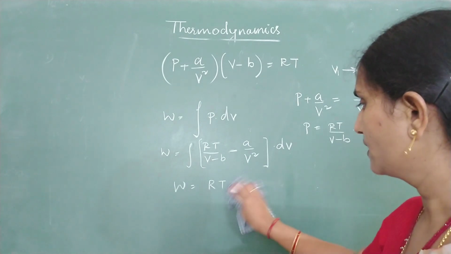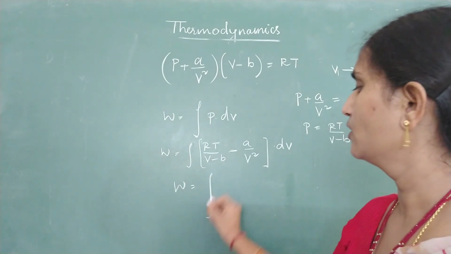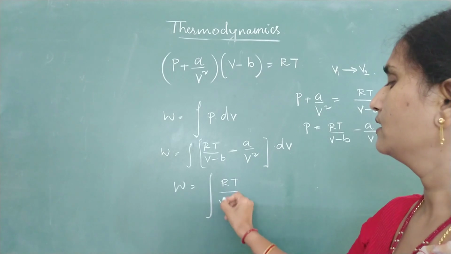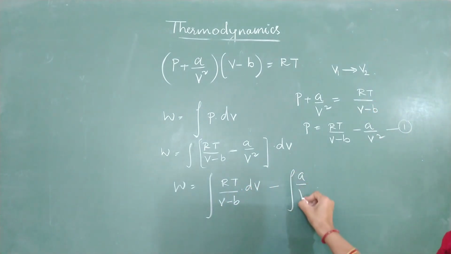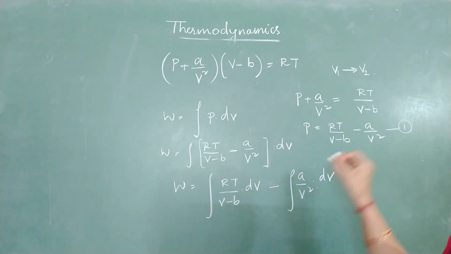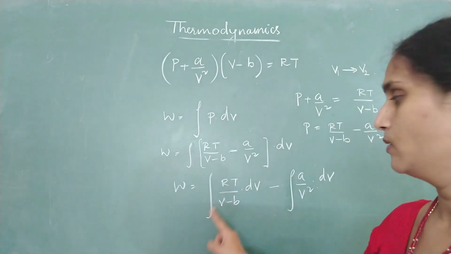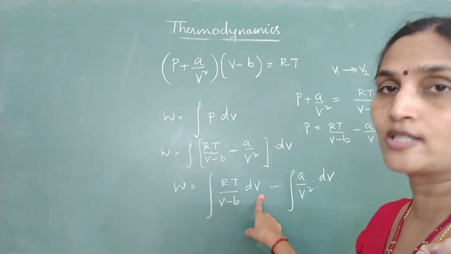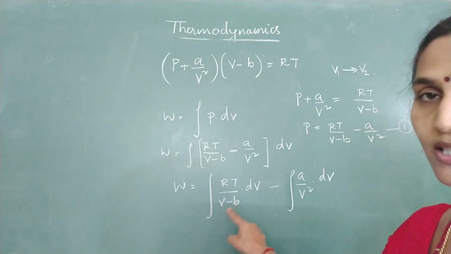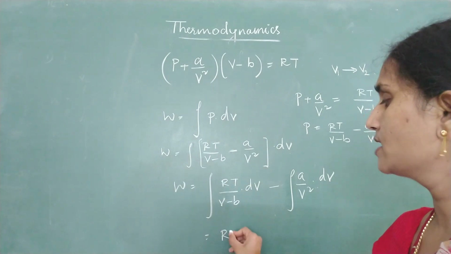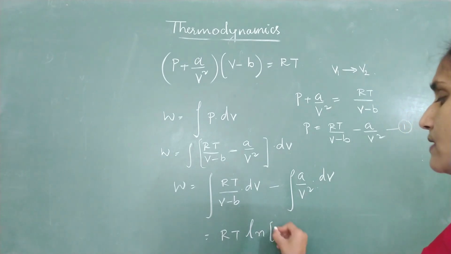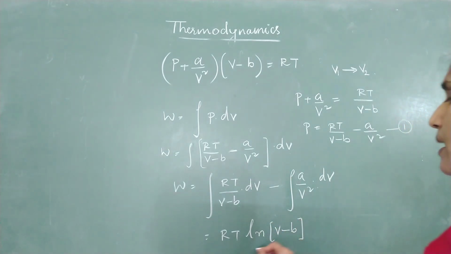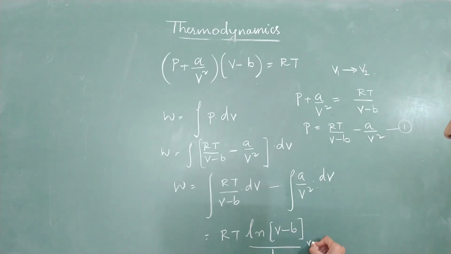I repeat, I'll write it in 2 steps. Integral of RT by V minus b into dV as the first term, minus integral of a by V square into dV. R and T are constants. What is the integral of 1 by V into dV? We know it's log V. But instead of V, we have V minus b. So write it: RT constant, integral of 1 by V minus b is ln of V minus b divided by the differential of V minus b, that is 1.